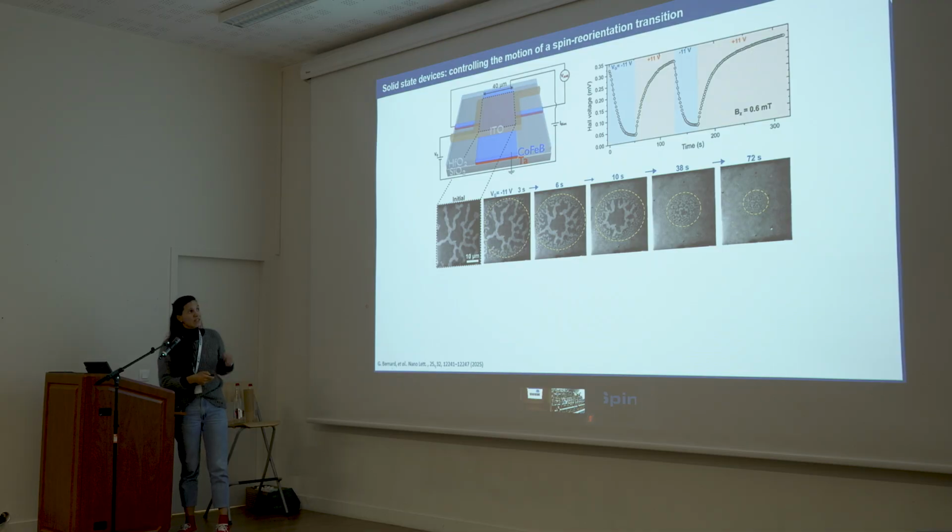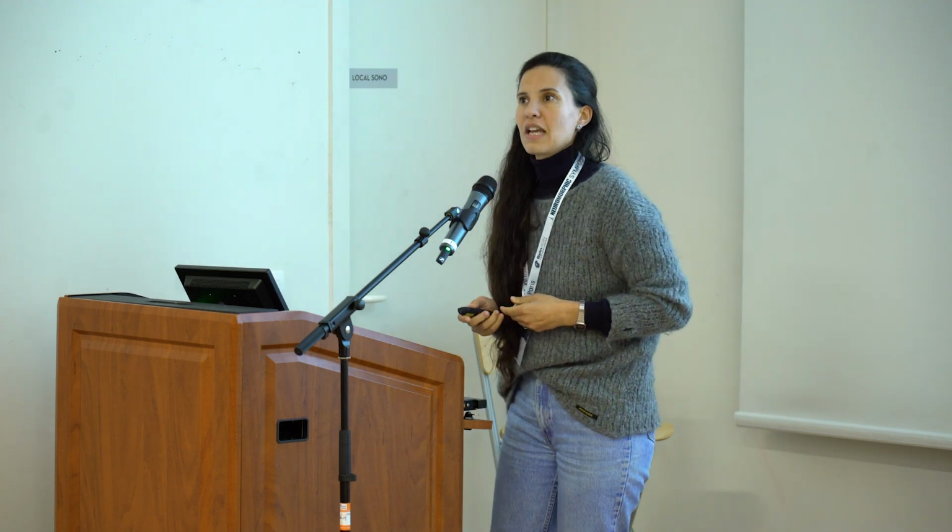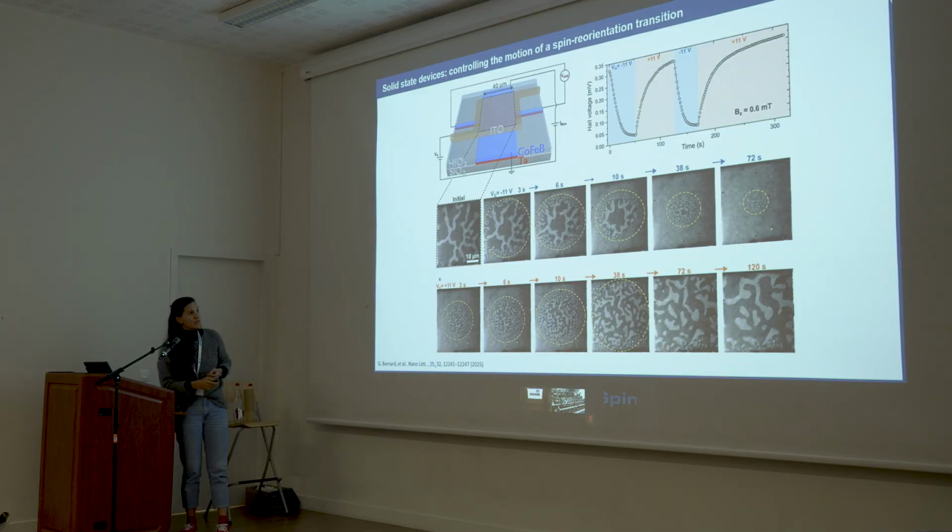However, we see here that this is not a homogeneous transition. We actually have more or less a nucleation of the in-plane state of the spins. And then we really have a defined boundary between the spins that are pointing in this direction and the spins that are pointing in this direction. Then this boundary is moving under the application of a gate voltage. And this is a reversible process.